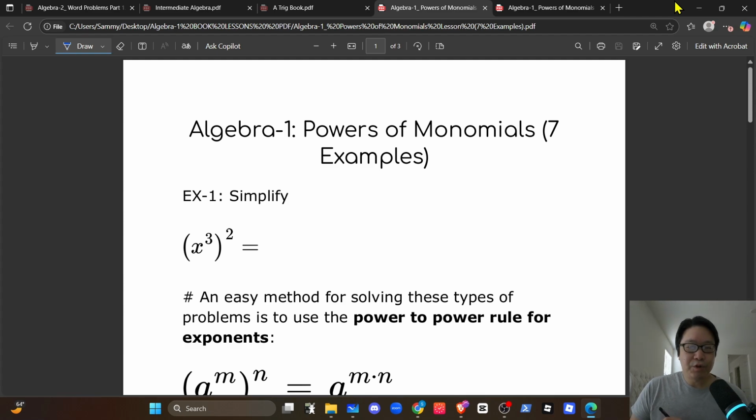Hi, welcome to today's lesson. Today we're going to go over powers of monomials. Okay, let's start with an example.